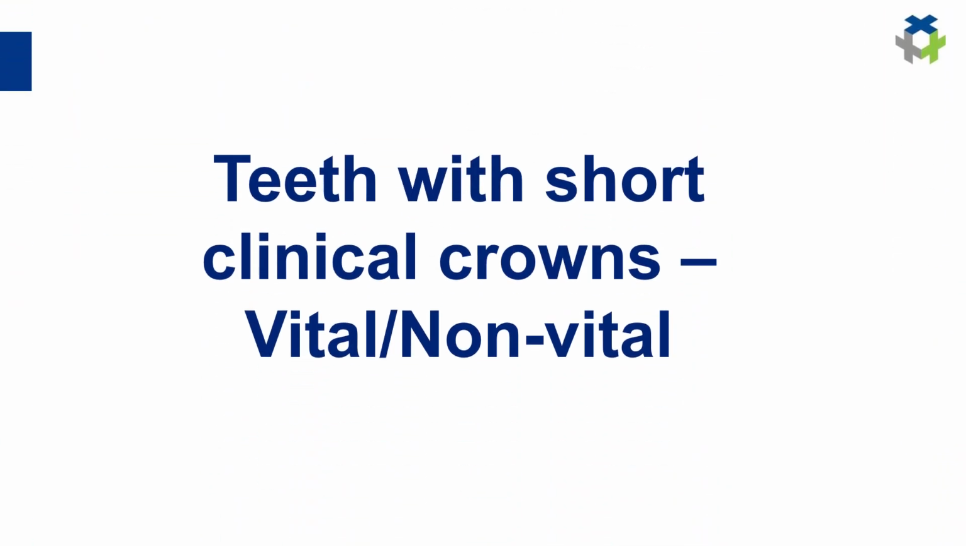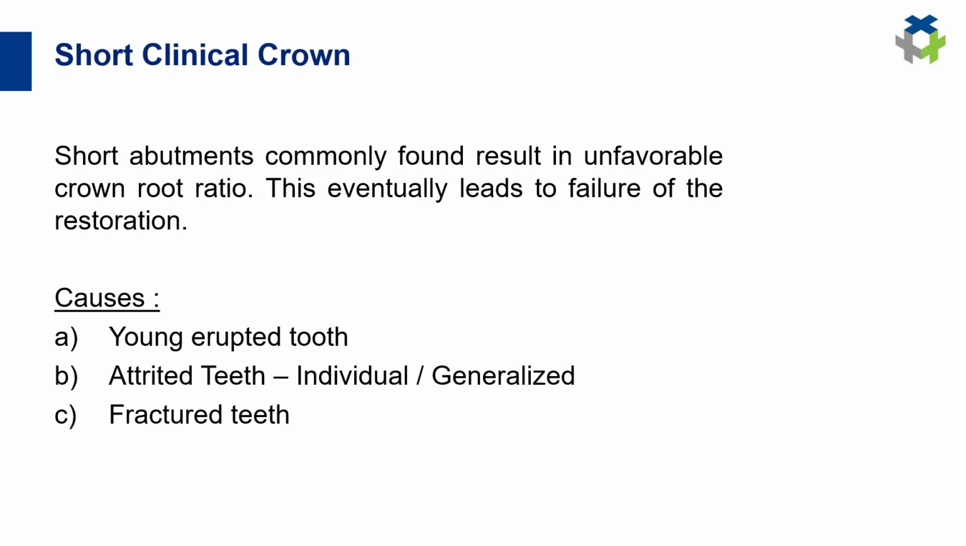Next, we go on to see the strategies for managing teeth with short clinical crowns, which are either vital or non-vital. Short clinical crowns or short abutments are a result of unfavorable crown root ratio, maybe due to young teeth which are less erupted, or untreated teeth because of age factor, or because of constant bruxism or fractured teeth.